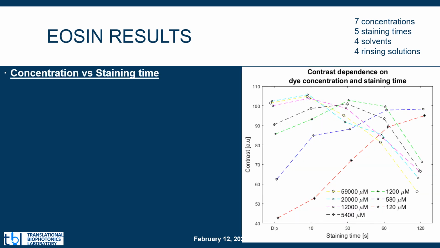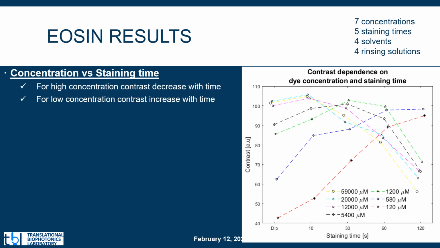First, we will compare contrast dependence on dye concentration and staining time. This is a reasonable comparison because results for the same concentration depend much more on staining time than on solvent and rinsing solution. All data of the same concentration and staining time are averaged and shown without error bars for clear visualization. We observed that for higher concentration, a lower staining time is needed to reach a high contrast value, and for the lower concentration, we need longer staining. We think that the first occurs due to overstaining and the latter due to understaining of the sample.